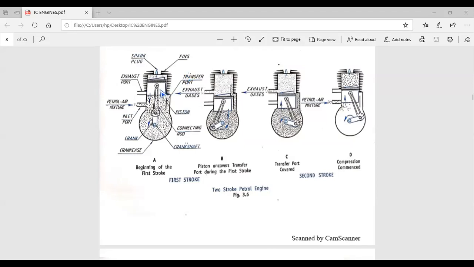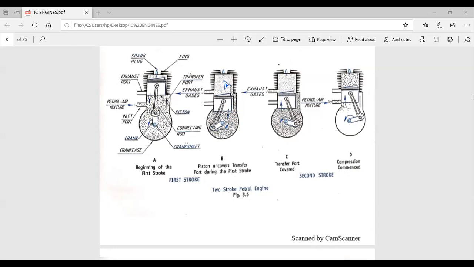In the first stroke, with the piston at the top position, a vacuum is created in the cylinder which sucks the petrol and air mixture inside the cylinder and also inside the crankcase. As soon as the petrol and air mixture enters the crankcase, it is compressed, passes upward through the transfer port and comes into the top dead center of the cylinder.